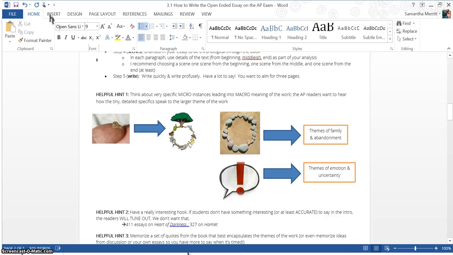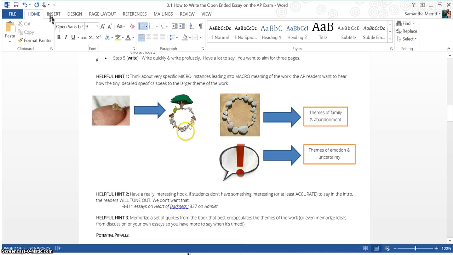The first helpful hint is that we want to think about very specific micro instances leading into the larger meaning of the work. The AP readers want to hear how tiny detailed specifics reveal a theme. So if you look at this example, a tiny specific detail would be a snail. The larger idea would be, what is this, like a food chain? So if we look at A Thousand Splendid Suns, the tiny detail would be these stones spilling out of Miriam's pocket, which leads to the larger idea, the themes of family and abandonment.